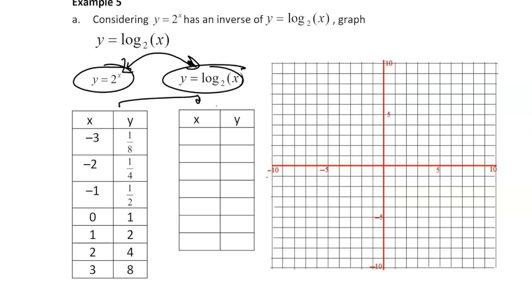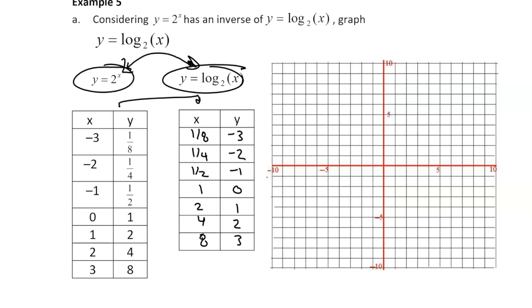So we could easily make a table of values just by rewriting the table of values with our x's and y's swapped. So for instance, you could say 1/8 and -3. I'll just fill this in really quickly. 2, 3, and then we'll get 1/4, 1/2, 1, and then 2, 4, 8.